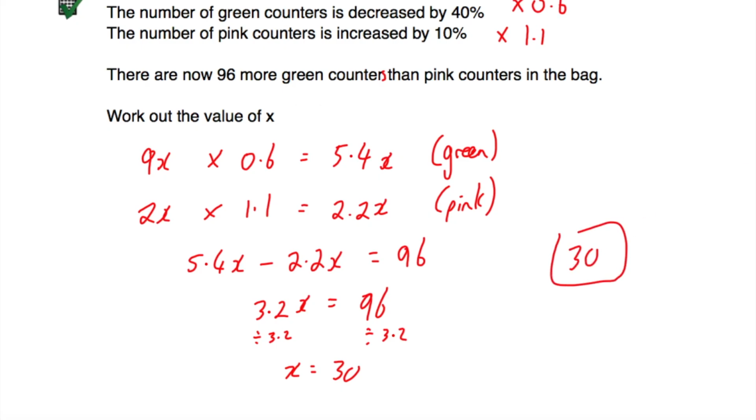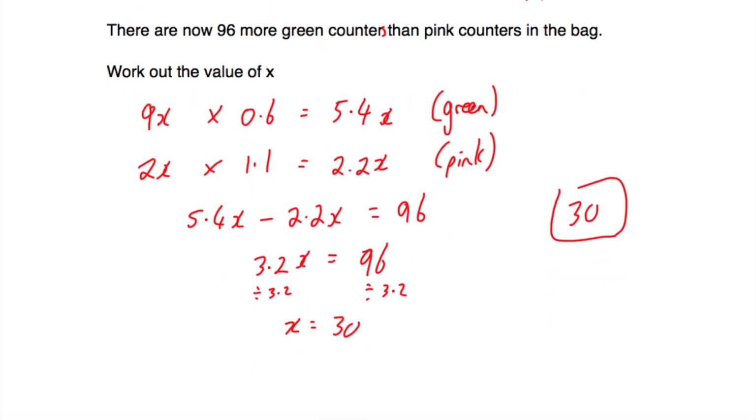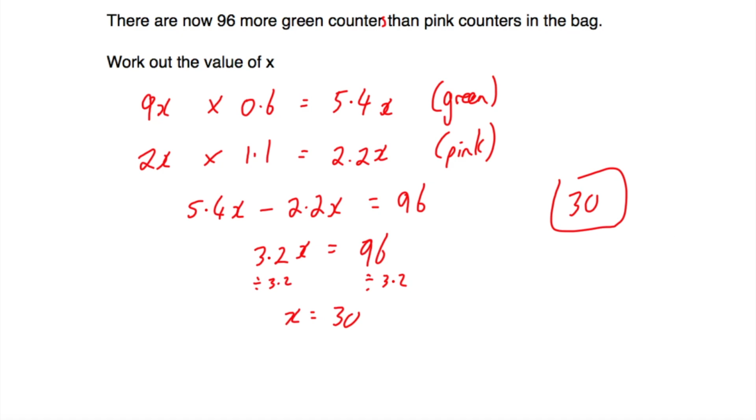If the question asked you how many counters were in the bag to begin with, you could do 9 times 30, which is 270. So there's 270 green counters to begin with in the bag. And there were 2x pink counters, so 2 times 30 is 60 pink counters. So there would have been 270 green counters and 60 pink counters to begin with. But that's not what the question asked us. The question asked us just to find x, and x is equal to 30. And that's it.